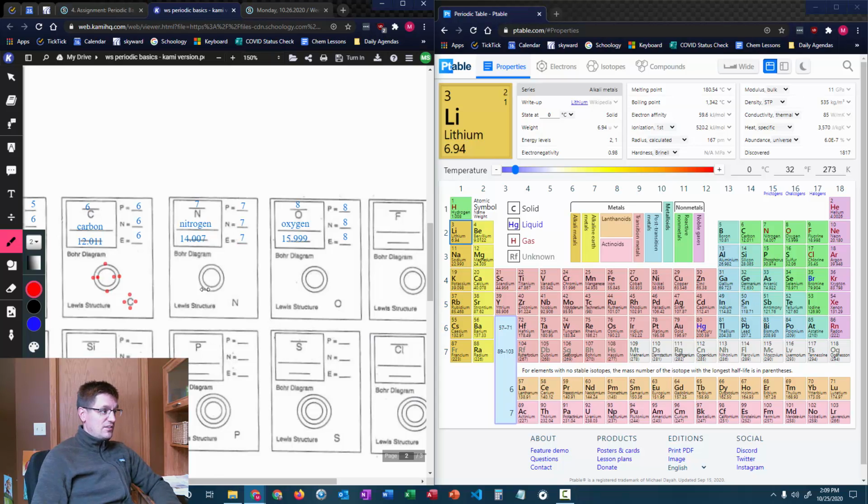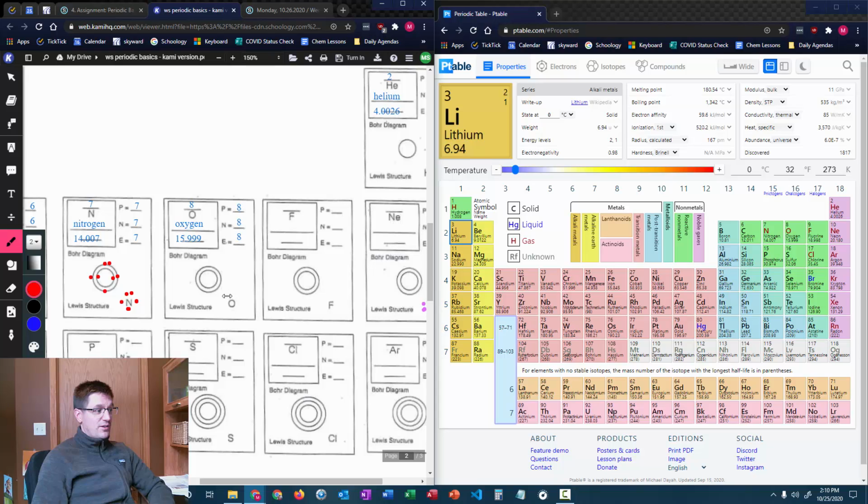With 7 electrons, there's 1, 2, 3, 4, 5, 6, 7. Look at the outside shell. 1, 2, 3, 4, 5 electrons in the valence shell for nitrogen. I don't even have to do all these Bohr diagrams at this point to know what's going to happen. Oxygen is going to have 6.